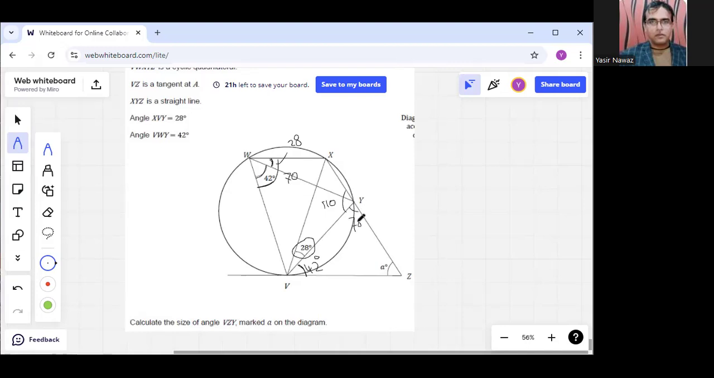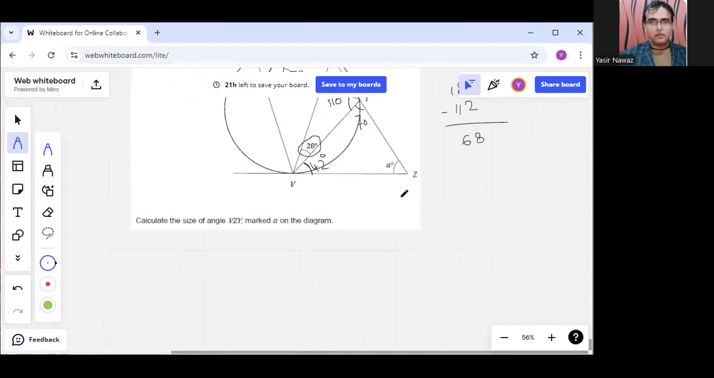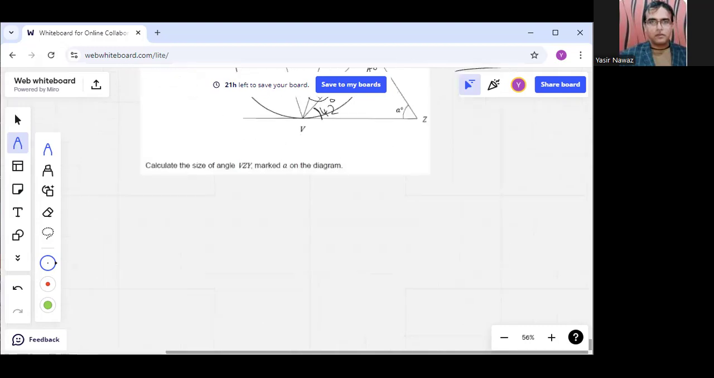If this angle is 70, this angle is 42. So the A would be what? 70 plus 42 would be 112. And 180 minus 112, because in a triangle the sum of all angles is 180, is 68. So this angle A is 68. Then the last question.